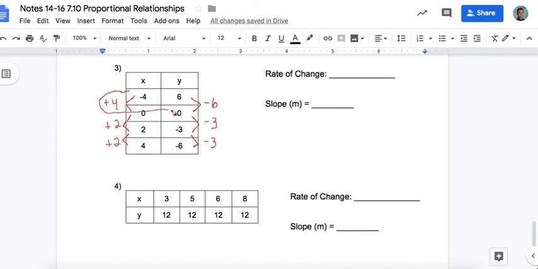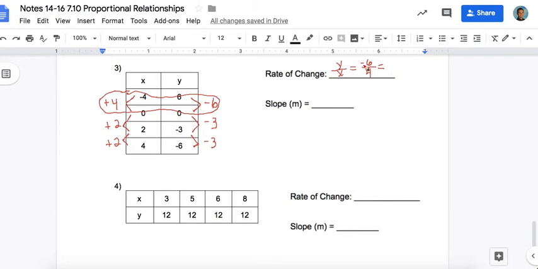So let's circle it and see what happens. So we're going to do change in y over change in x. Now my change in y is -6. My change in x is 4. So what can I divide top and bottom by to simplify? Because I always have to make sure I simplify my slope. And I can divide top and bottom by 2. So 6 divided by 2 is 3, and 4 divided by 2 is 2.